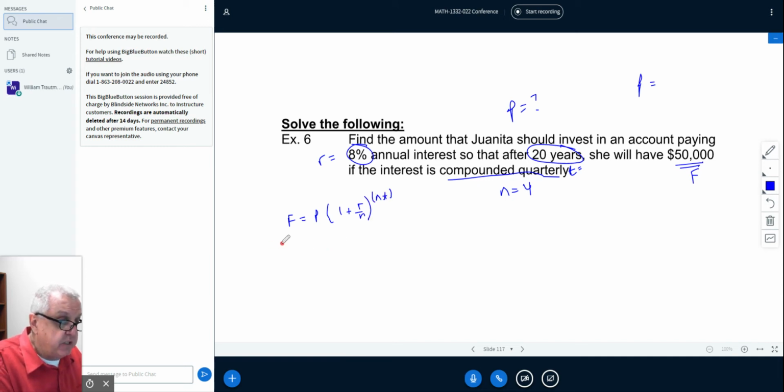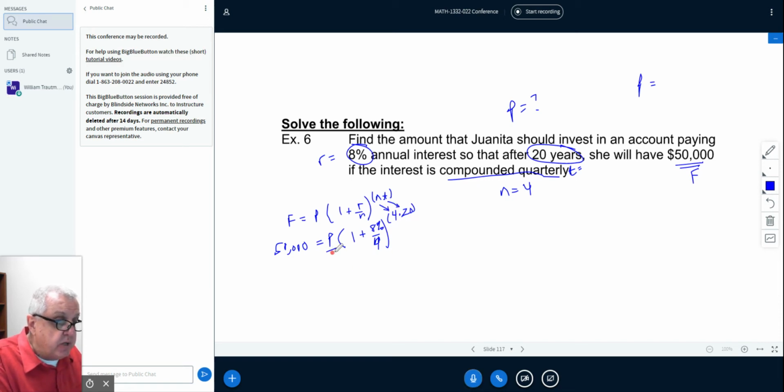We know future value is 50,000. Present value is what we're trying to find. The interest rate is 8%. We're compounding it 4 times a year, and time is 20 years.